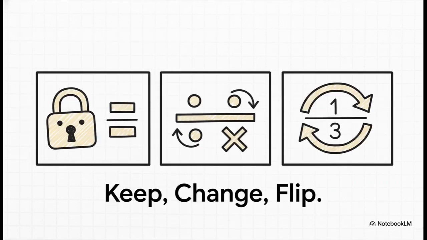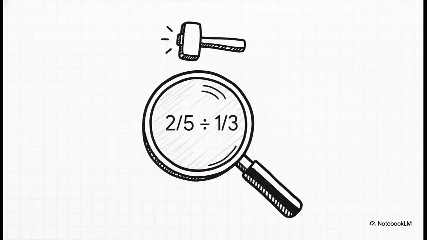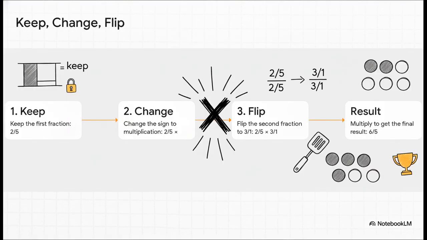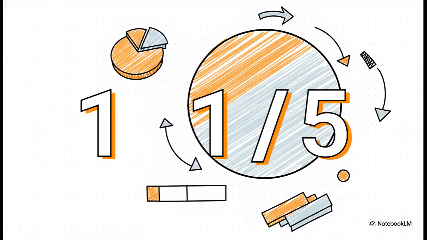And there's a super easy way to remember all this. Keep, change, flip. Okay, let's run through another example just to make sure it really sticks. So we keep the 2/5, change the sign, and flip the 1/3. Now we multiply. You can also write that answer as a mixed number.